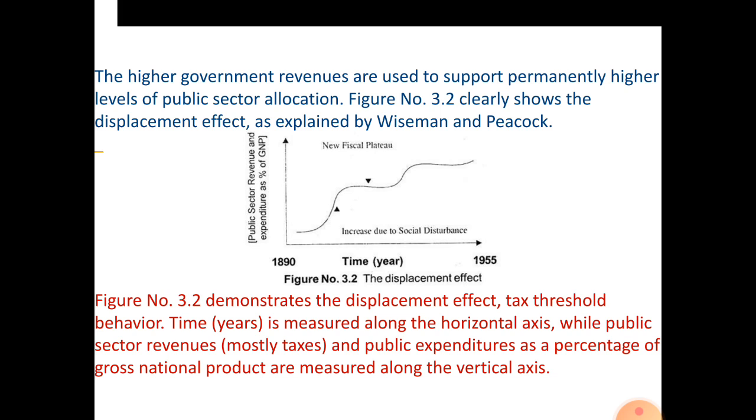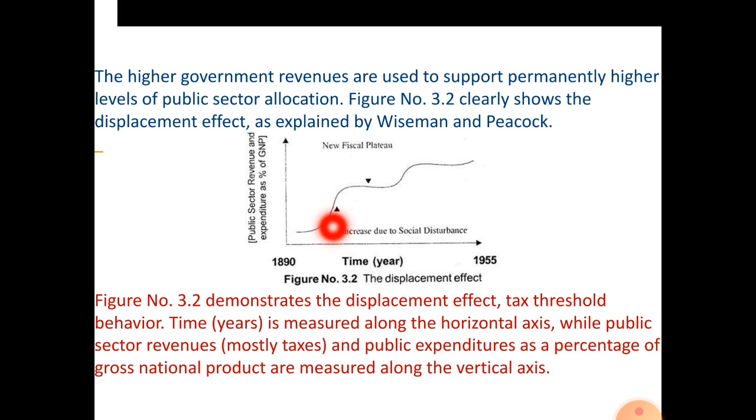The figure in this diagram demonstrates the displacement effect: tax threshold behavior over time in years. The x-axis represents the time in years, 1890 to 1955, the time period taken by Peacock and Wiseman for their theory, measured along the horizontal axis. The public sector revenues, mostly taxes, and public expenditure as a percentage of gross national product are measured along the vertical axis. So the x-axis is time in years and the y-axis is GNP or the tax revenues.